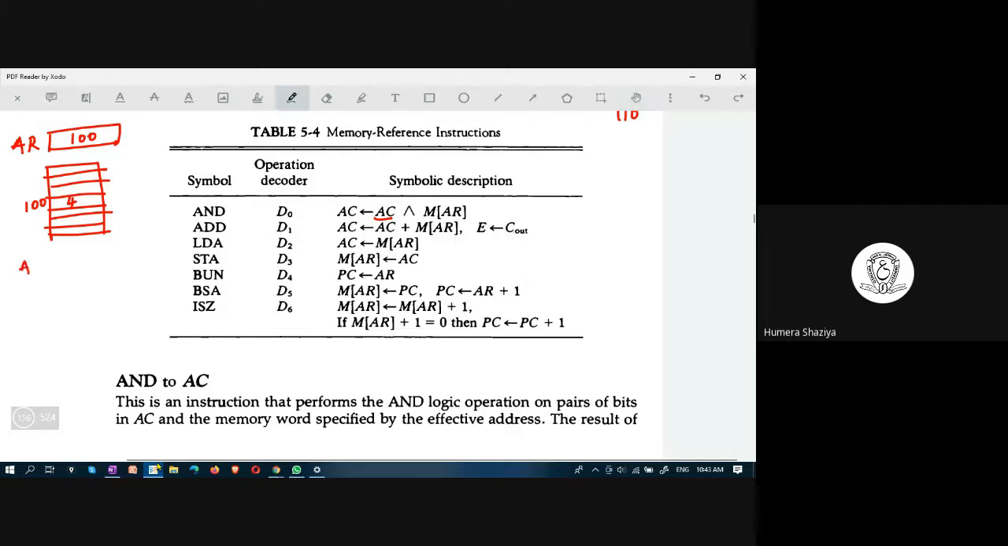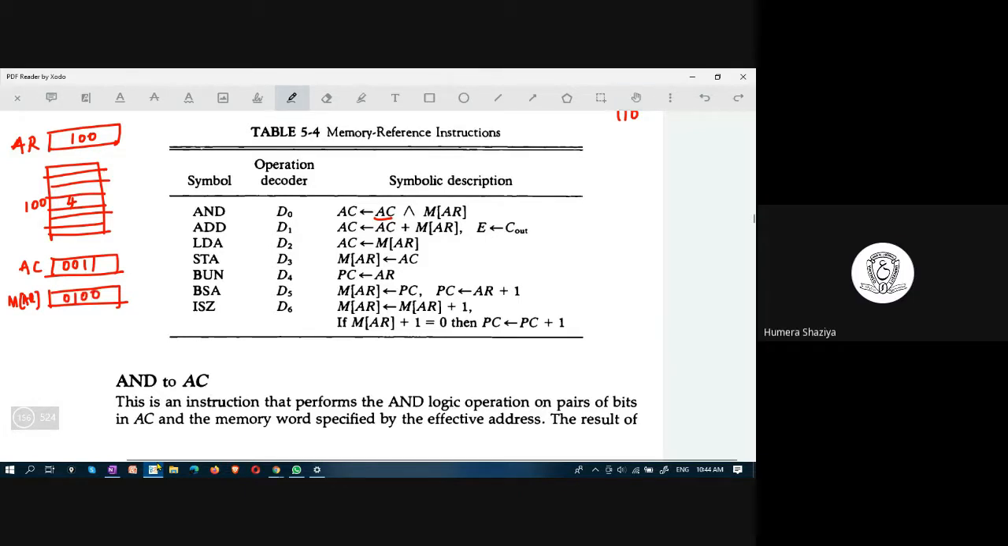Consider that AC has the value 0, 0, 1, 1. And M of AR is 4. How do you represent that in binary? Tell me how you represent 4 in 4 bits of binary. 0, 1, 0, 0.